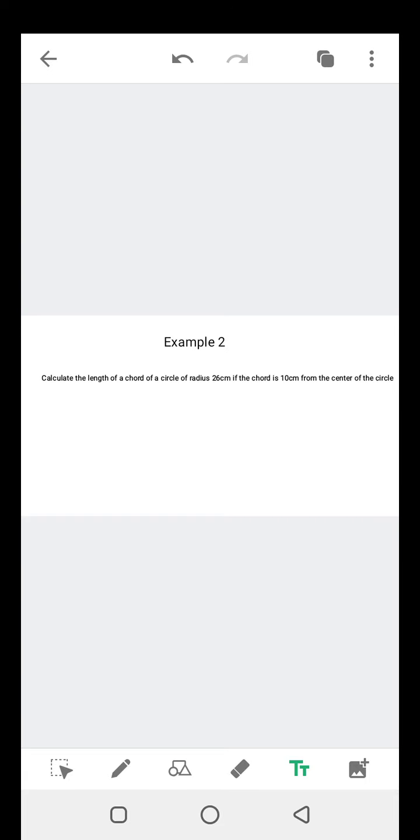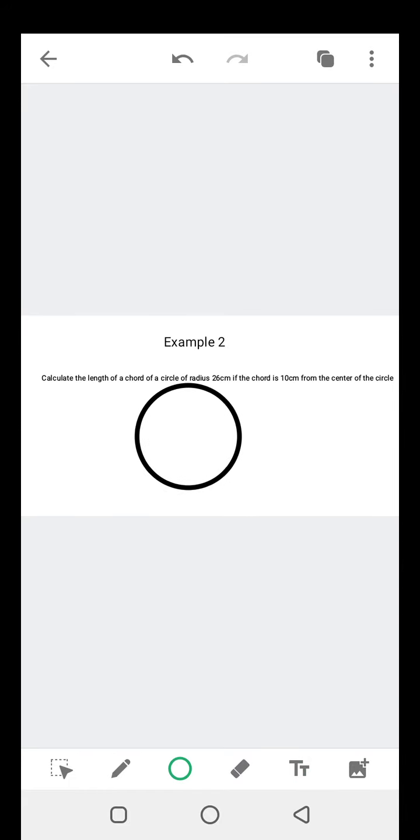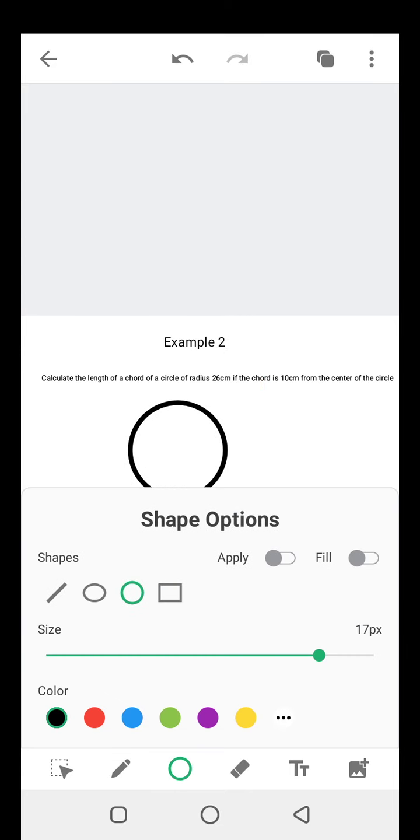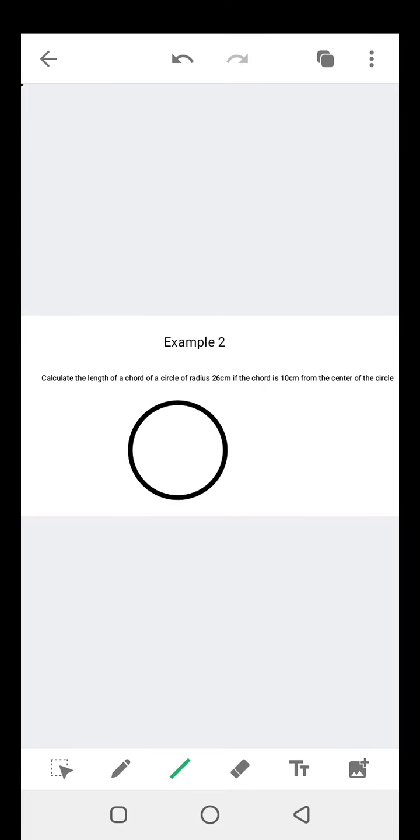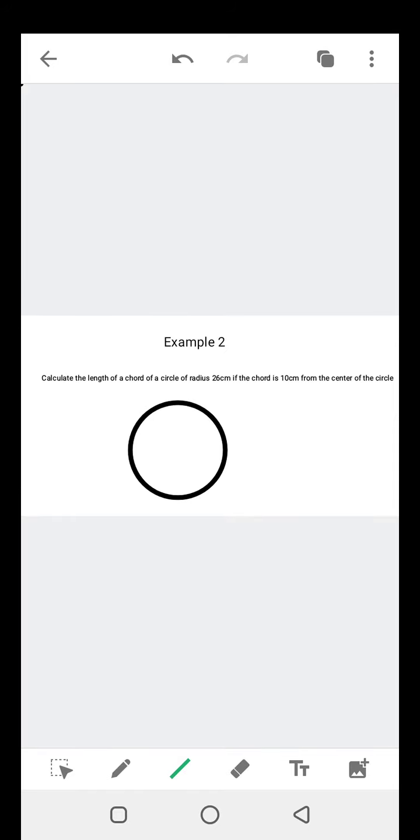We're going to draw a circle so that we can get it better. Let's say we have a circle like this. Let us quickly go to the question again to see what they ask us to do. They say calculate the length of a chord. They want us to look for the length of this chord.